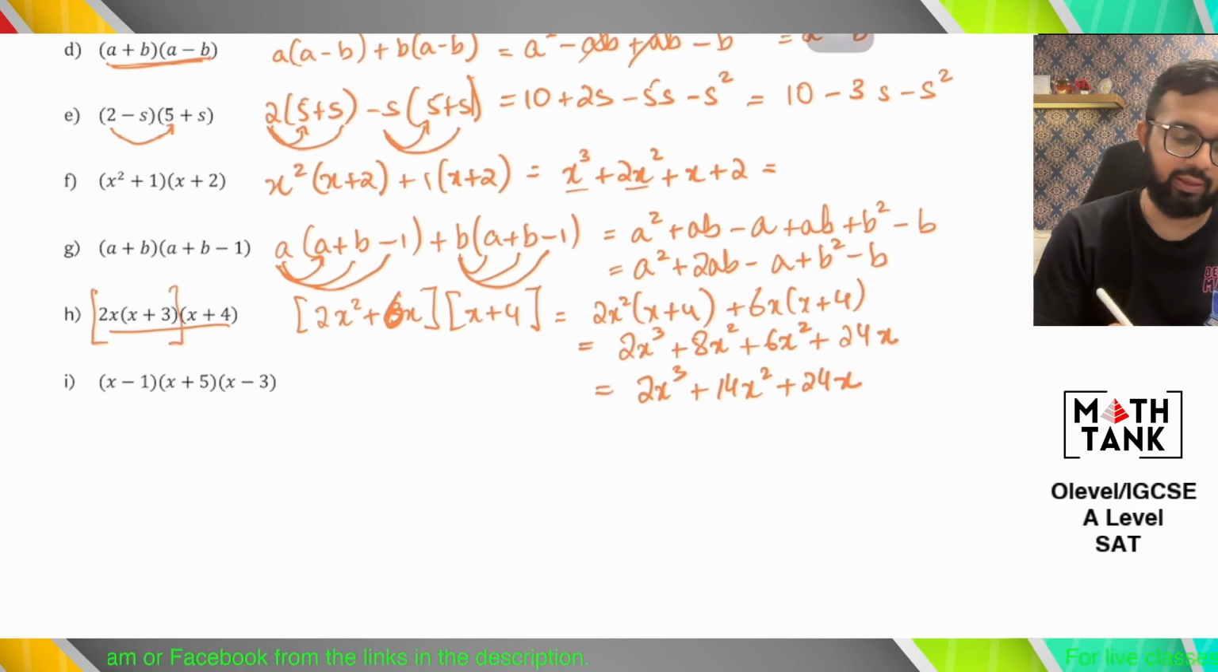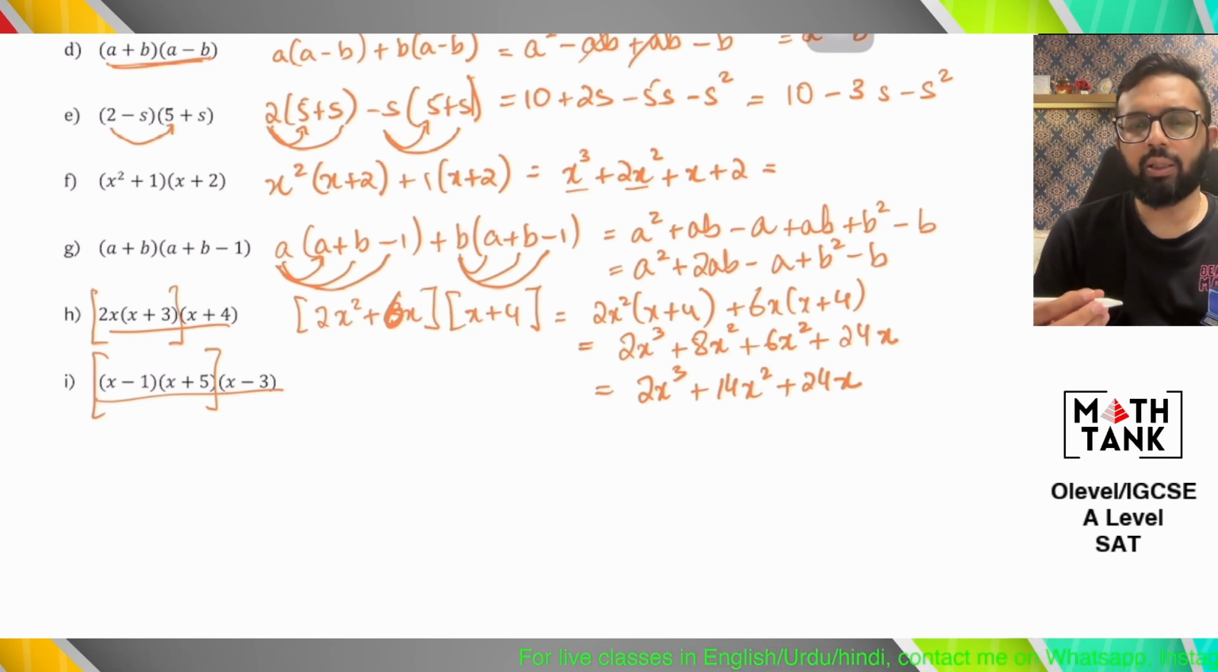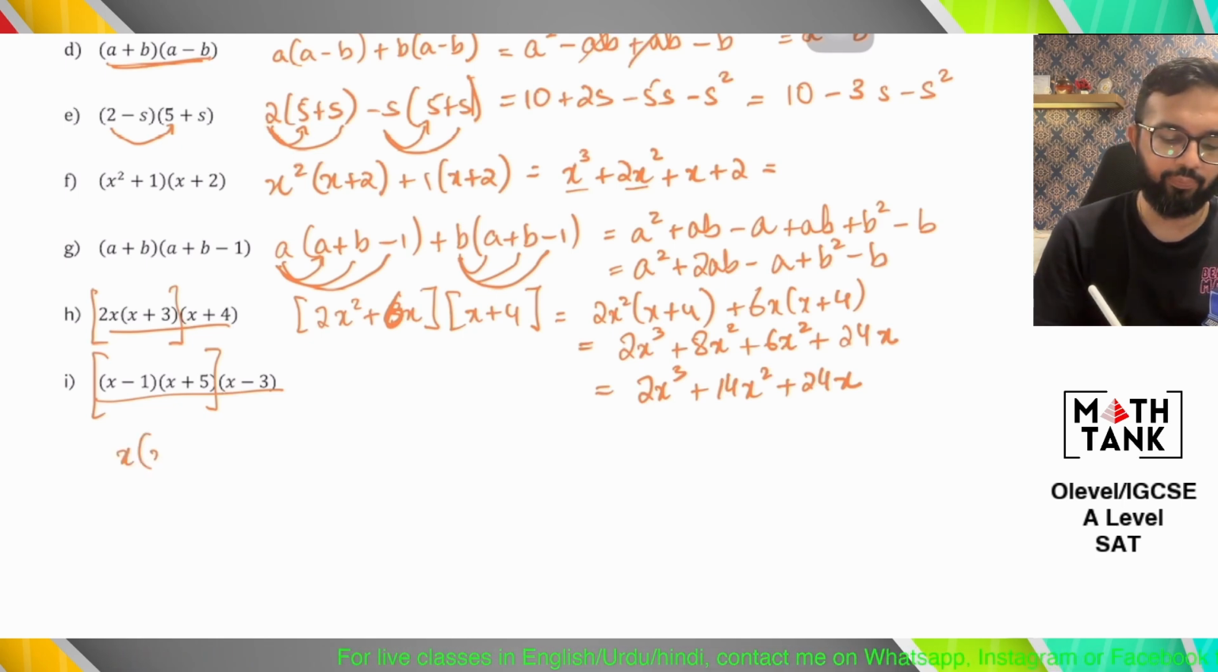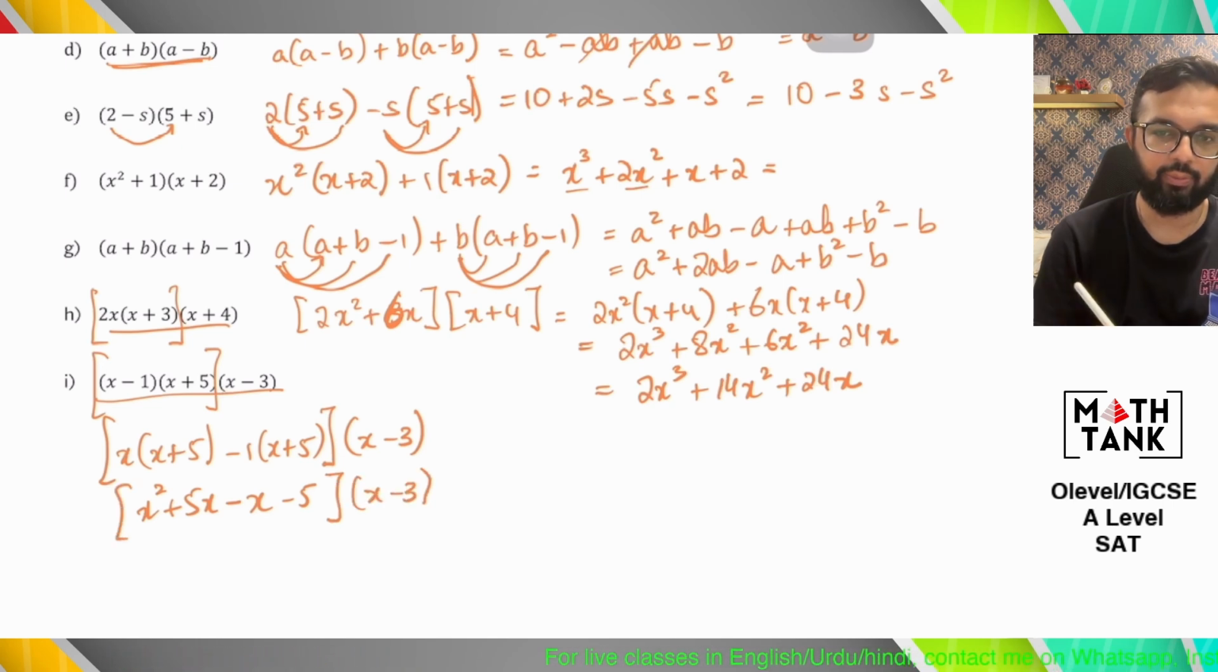I do this for the next question as well. I'd first multiply these two brackets and then multiply it with the third one. I could choose to multiply the other two first as well. It's up to me. But I'm going to put a bigger bracket here before I start multiplying. And there's a smaller bracket here. x square plus 5x minus x minus 5, into x minus 3. x square plus 4x minus 5.